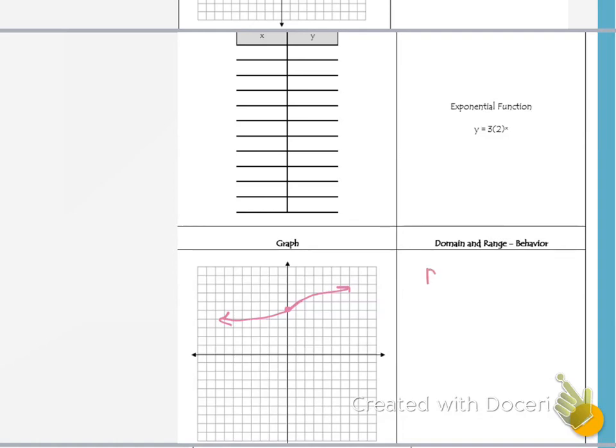Okay, so my domain, it is going all the way left and all the way right, so all real numbers. My range, it's continuing going down and continuing going up, so all real numbers again. The right side of my graph is going up, so +infinity. The left side of my graph is going down, so -infinity. And you'll be able to see that a lot better on your graphing calculator. Remember the y equals 3 to the x power, so you have to press the little caret button to get that little guy.